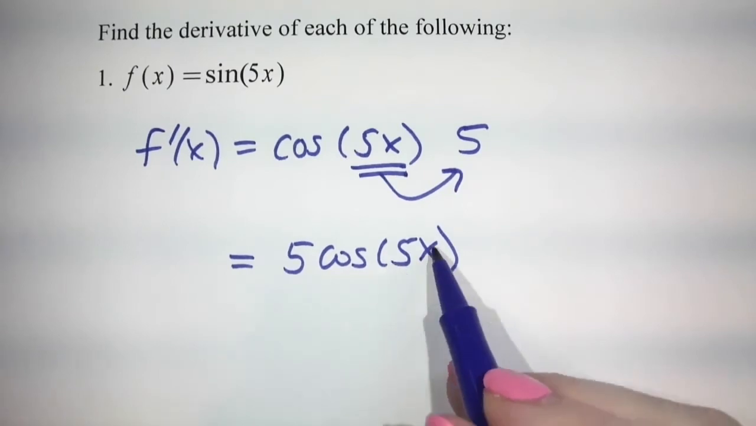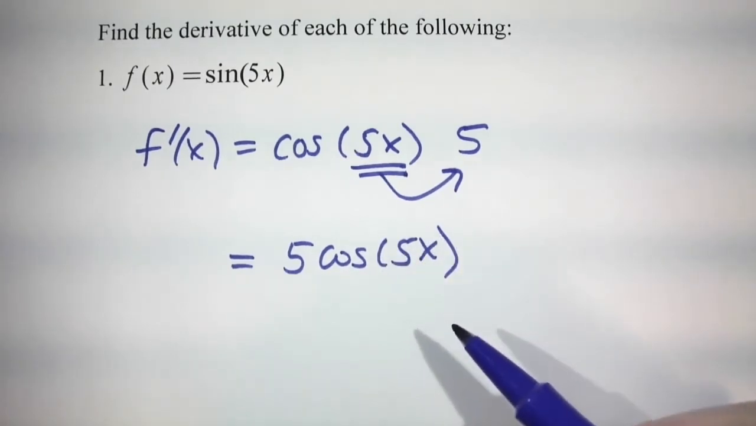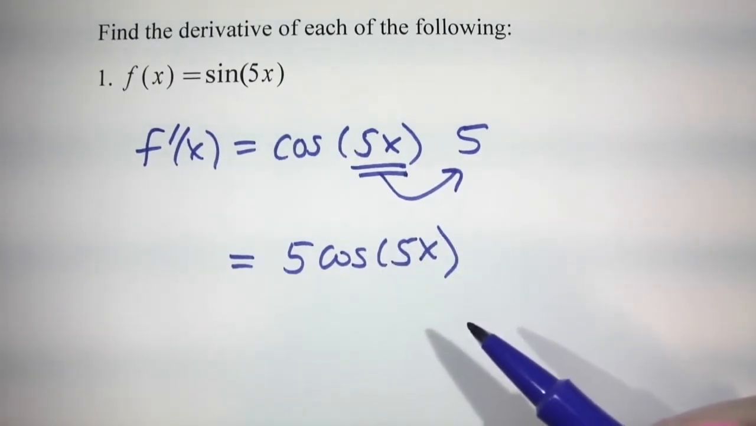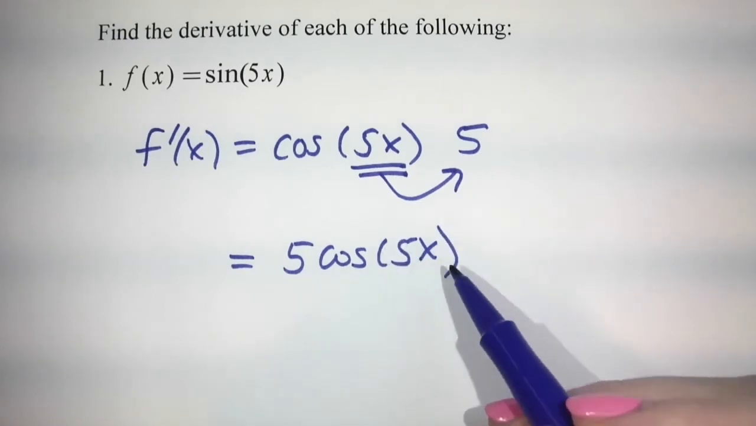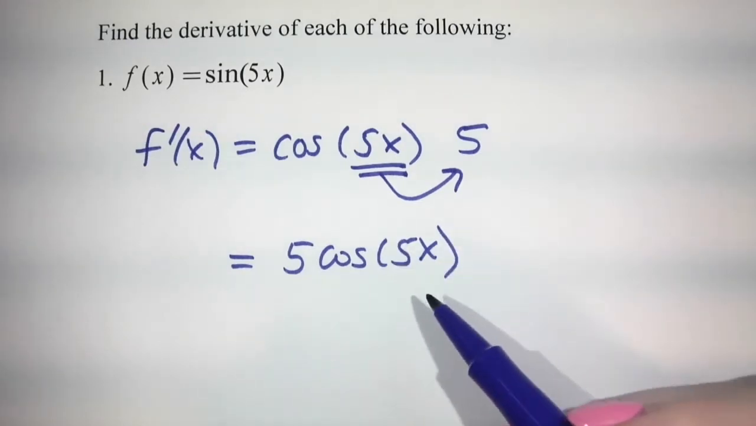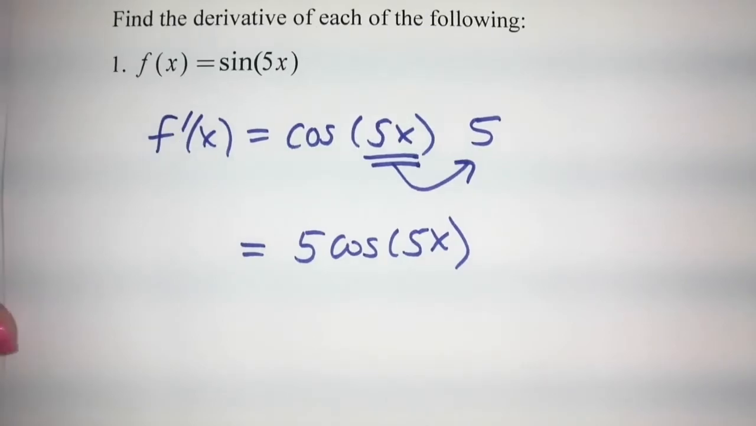Now, sometimes we put brackets around the 5x, sometimes we don't. It depends on the prof, it depends on the exam. So it means the same thing. If the brackets are not around the 5x, the angle is still 5x, even if there's no brackets.